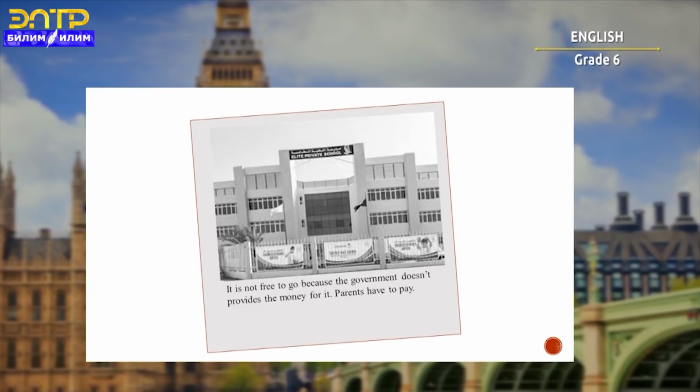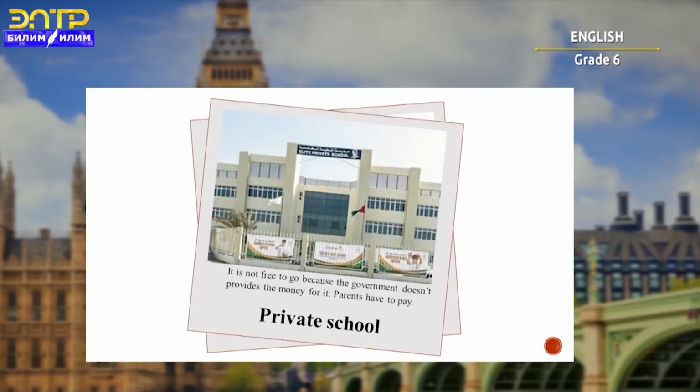Now look at this picture. It is not free to go because the government doesn't provide the money for it. Parents have to pay. What kind of school is it? Do you know? It is private school. The stress is on the first syllable. Is it free to study there? No, usually it's not free. Who pays for the education? Parents pay for the education there.